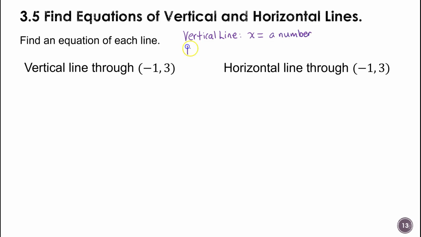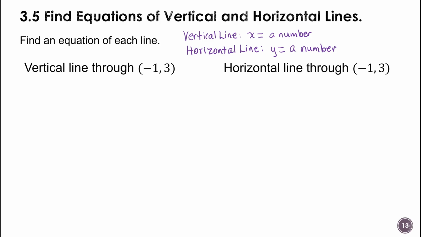And then a horizontal line is the equation y equals a number, and notice it does not have an x, so it just goes through the y-axis at whatever number you're given. That is actually your y-intercept. And then for the vertical line, it goes through the x-axis, and so the number you're given is your x-intercept. So really it's just a matter of recognizing and understanding what this means.